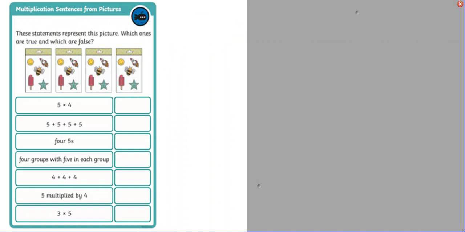Okay, let's have a look at this then. So it says, these statements represent this picture. Which ones are true and which ones are false? So this is your picture. So how I would do this, I would first of all work out how many groups I've got. So I've got 1, 2, 3, 4 groups. Okay? And then I would work out how much I've got in each group. So I'll just write 4G for 4 groups. In each group I've got 1, 2, 3, 4, 5. Okay? So you've got 5 in each group and you've got 4 groups.